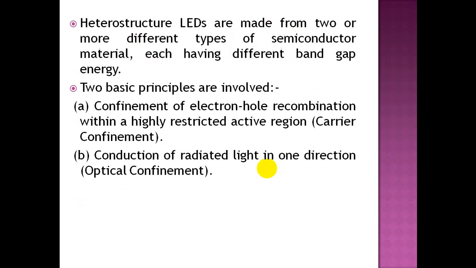Next is the heterostructure LED. Heterostructure LEDs are made from two or more different types of semiconductor material, each having different band gap energy. The two basic principles involved are carrier confinement and optical confinement. Confinement of electron-hole recombination within a highly restricted active region is called carrier confinement, and the conduction of radiated light in one direction is called optical confinement.